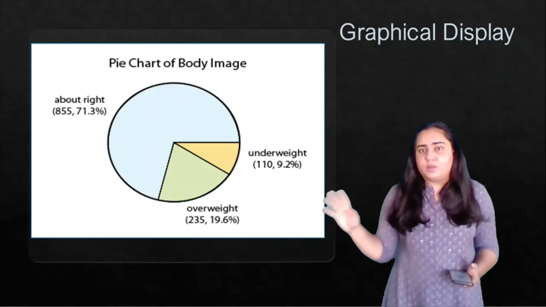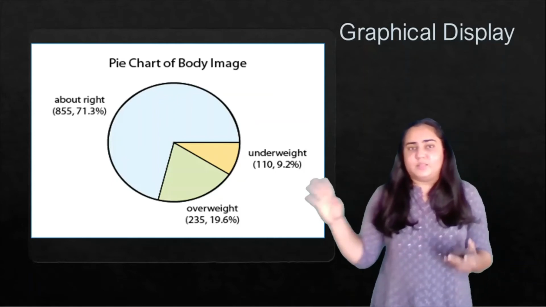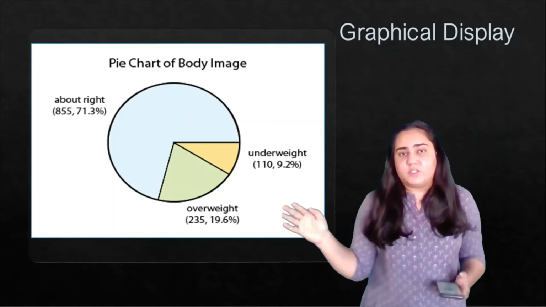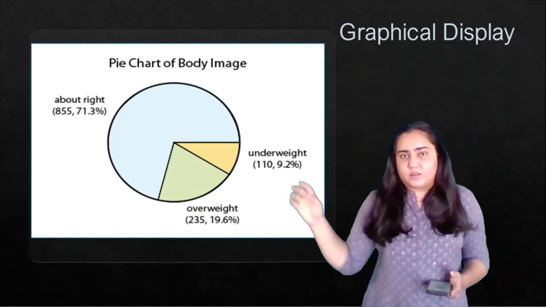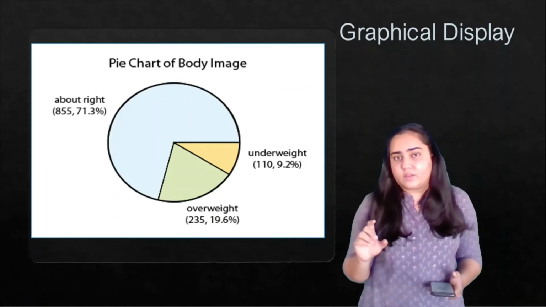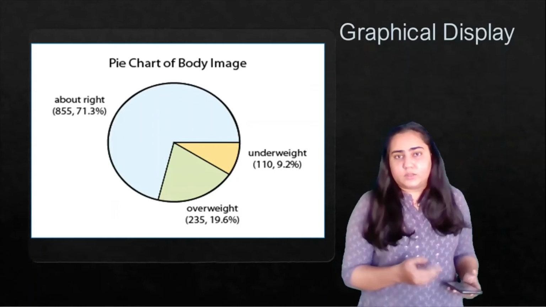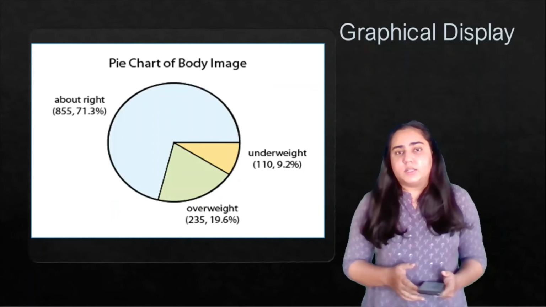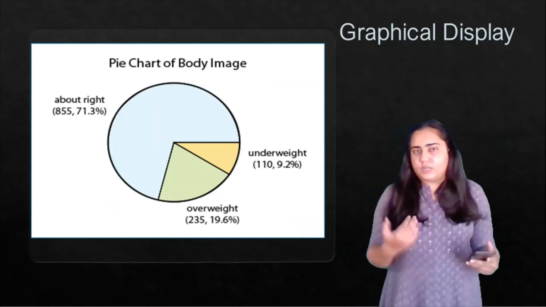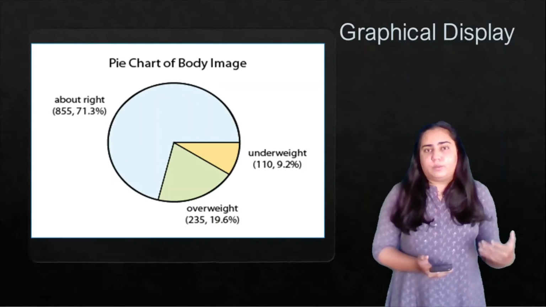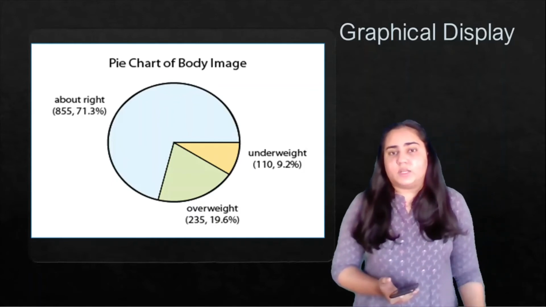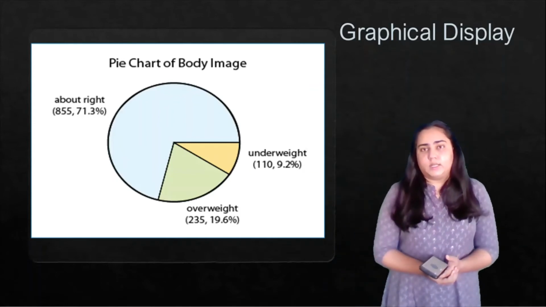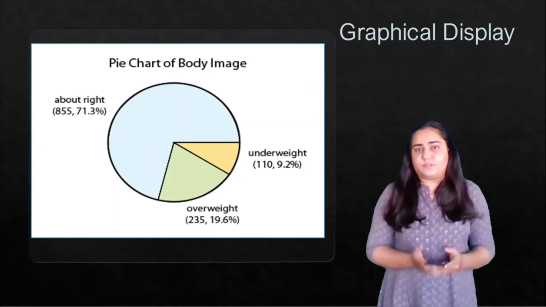So you can see this big blue area, which shows the maximum percentage of students who feel they are about right, and that is 71.3%. Then there's a small yellow area that shows people who think they are underweight, which is 9.2%. So it is smaller than everything else. And finally, the greenish color is people who think that they are overweight, and that is 19.6% of people. So this is your pie chart, and this is how you can depict this type of data.